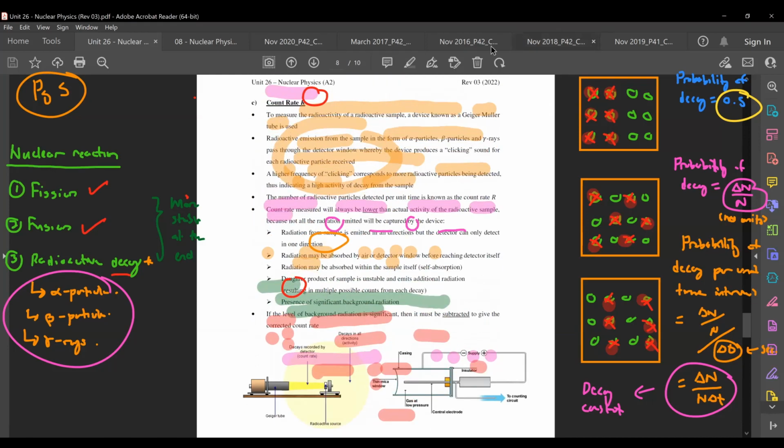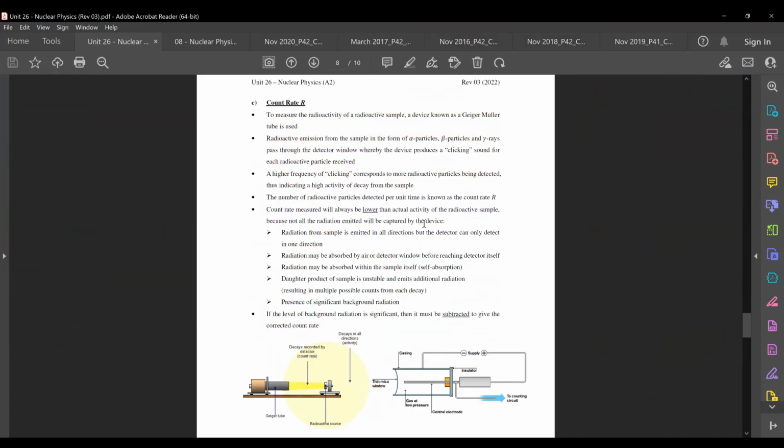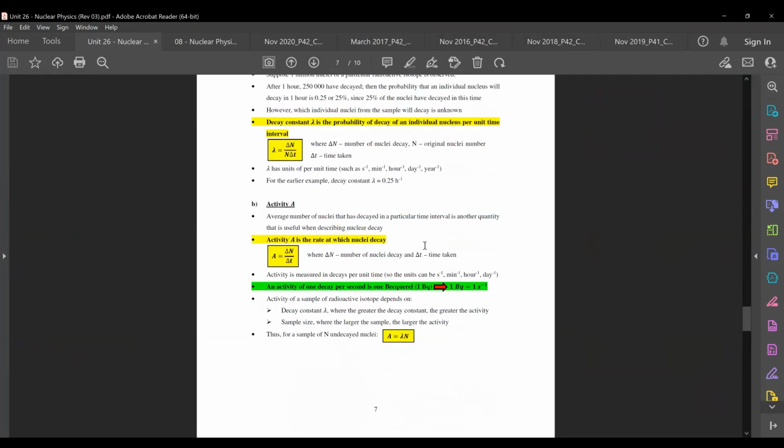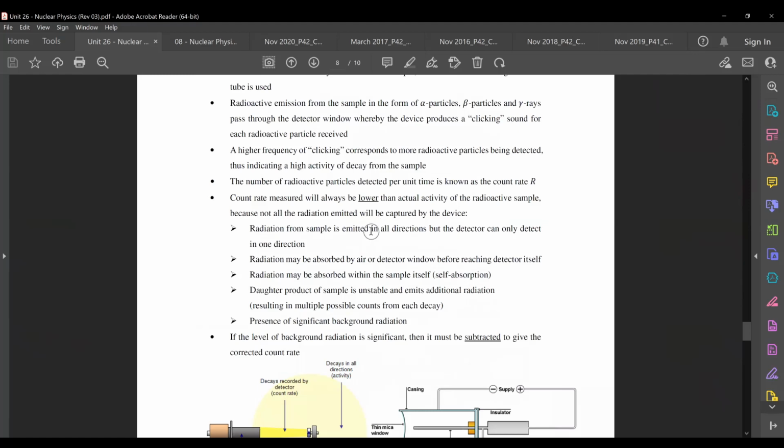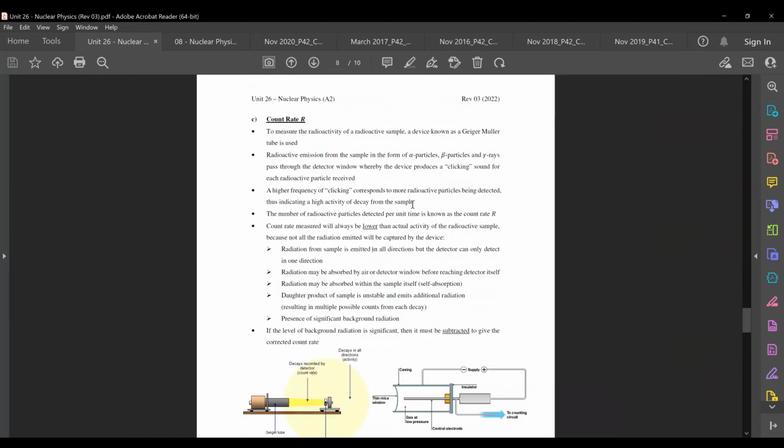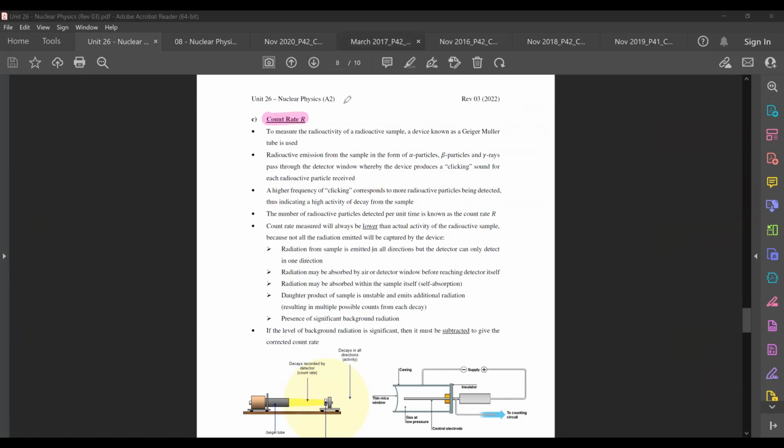Then after that, we have something called count rate. So what is count rate? Count rate is something that you measure. To measure the radioactivity of a radioactive sample, we use a device called a Geiger-Müller tube. Sometimes they call it just a GM tube. So what is a GM tube?